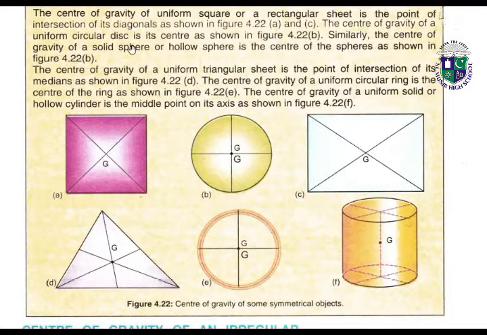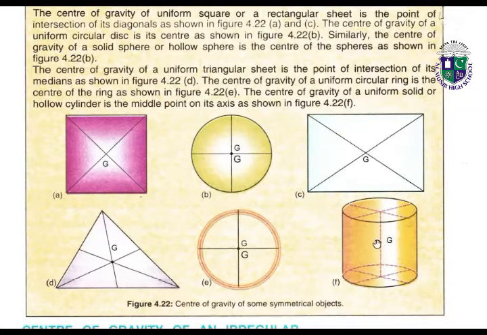The center of gravity of a uniform circular disc, this is the circular disc, and its center is shown in figure 4.22. Similarly, the center of gravity of a solid sphere or hollow sphere is the center of the sphere. Here we have the center. If you look at this triangle, the center of gravity of a triangular sheet is the point of intersection of its medians. इसके medians का point of intersection is telling us the center of gravity. Also, lastly, the center of gravity of a uniform solid or hollow cylinder is the middle point on its axis.